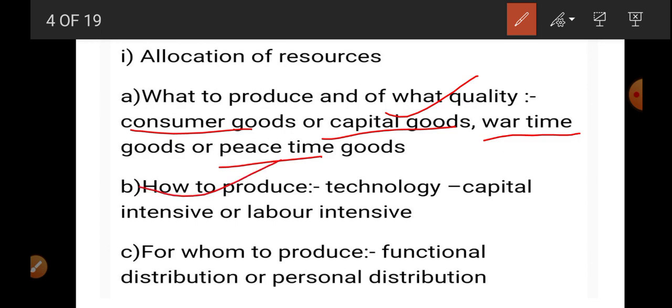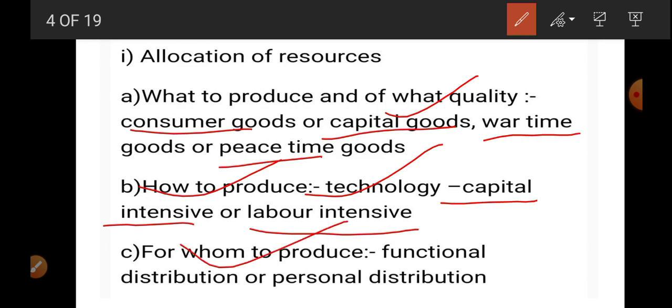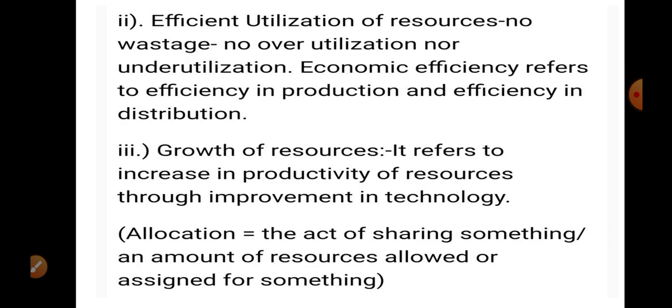Next, how to produce. It is related to type of technique. Basically there are two types of technique: capital intensive and labor intensive. And next is for whom to produce. It is related to distribution of national income. Now, efficient utilization of resources. Next problem is what?